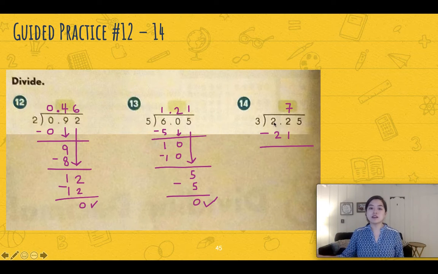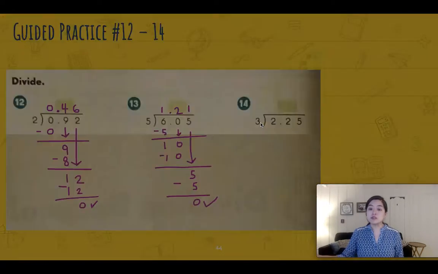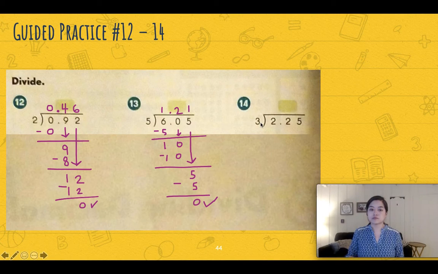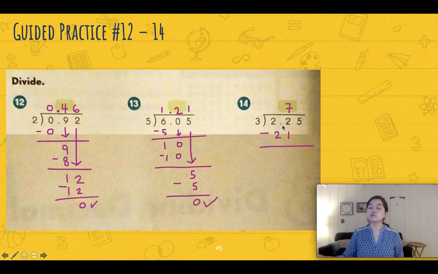Okay. So for number 14, usually what we've been doing is, we've been seeing that, okay, 3 times a whole number can't get you 2. So then we have to focus on 3 times what whole number here will get you 22, okay? And that's 7. So remember, we're ignoring the decimal point for now.